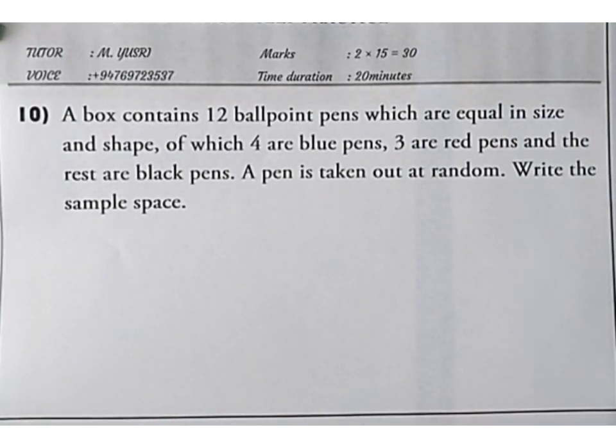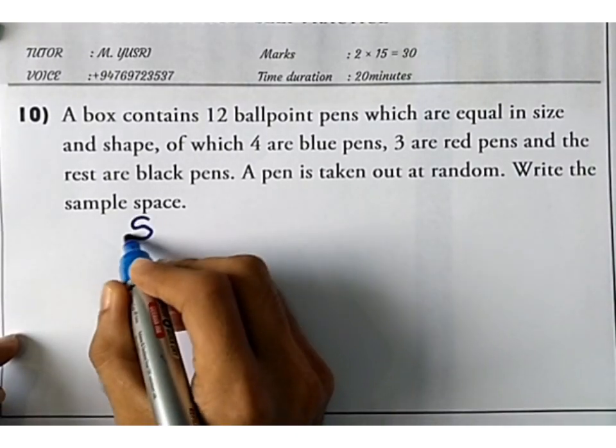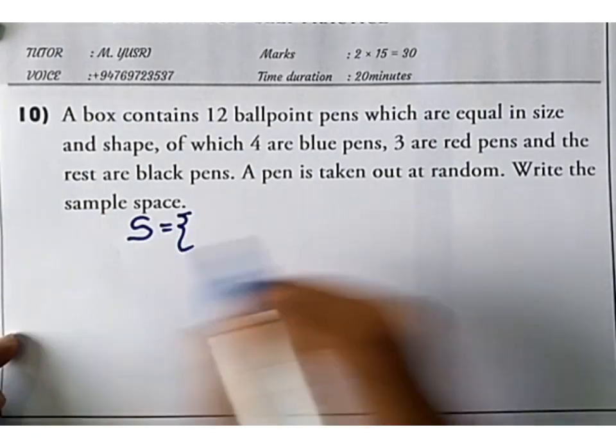And this question is related to probability. A box contains 12 ballpoint pens which are equal in size and shape, of which 4 are blue pens, 3 are red pens and the rest are black pens. A pen is taken out at random. Write the sample space. So they are asking us to write down the sample space. We can write it like this: sample space equals, and we just have to write all the outcomes.